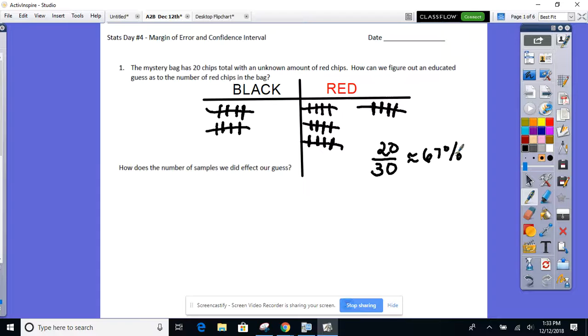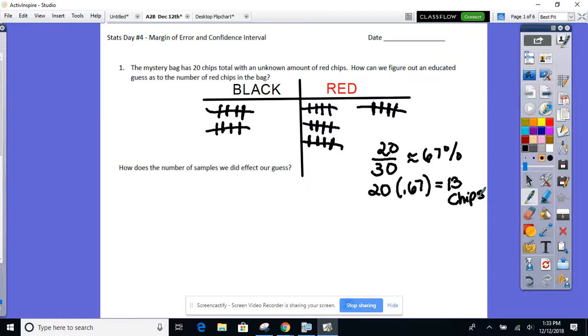And how many chips are in the bag? So shouldn't we predict about 67% of these chips should be red based on what we did, right? All right. So what's 67% of 20? About 13. So that's our prediction right here, 13 chips. I'll save the suspense for a minute.